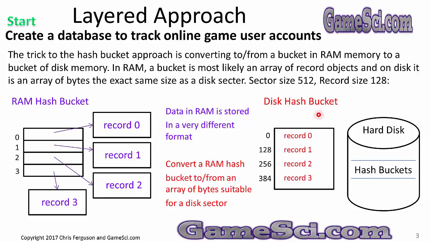Let's look at a disk hash bucket. A disk hash bucket is just an array of bytes. So at byte 0, record 0 will be copied. At byte 128, record 1. At byte 256, record 2. This is just a big fat array of bytes. It's not divided up into individual objects. It's an array of bytes. So let's look at converting a RAM hash bucket, which is an array of records, to an array of bytes suitable for a disk sector.